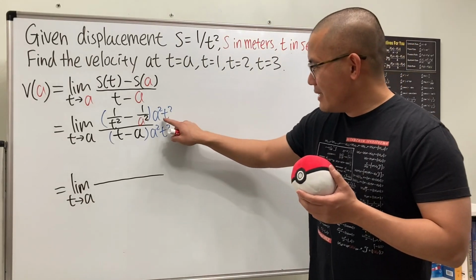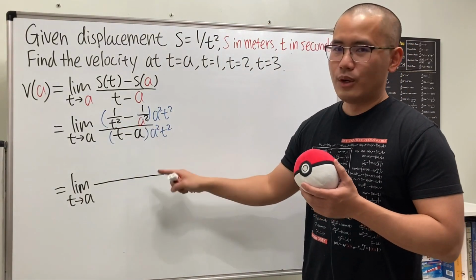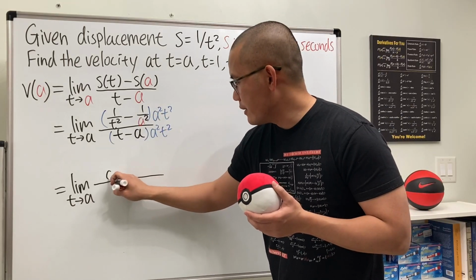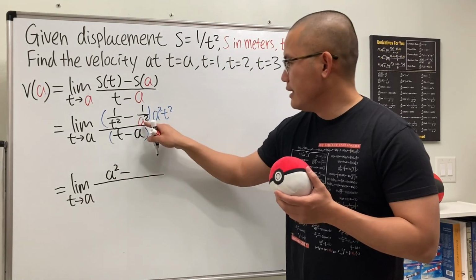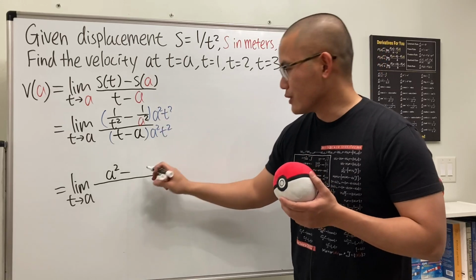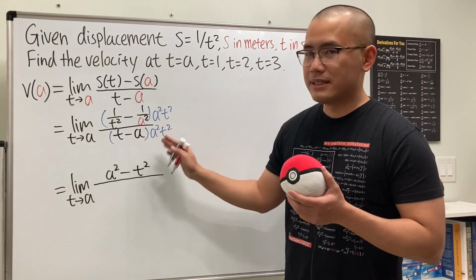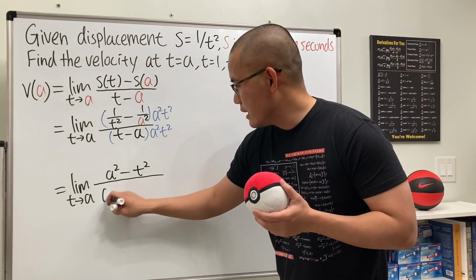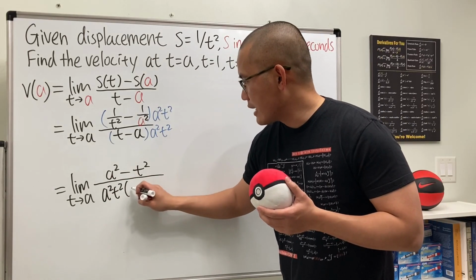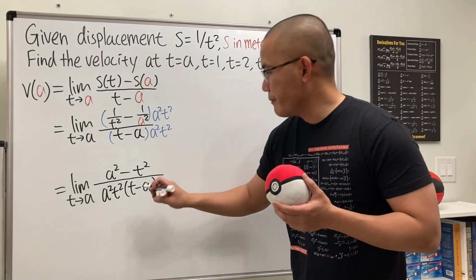All right, take this times that, the t squared will cancel. We will just have a squared right here. And then minus, next a squared will cancel. So we will just have t squared. And then on the bottom, I'm just going to keep it as it is, but I'll write this down first. a squared t squared times t minus a.